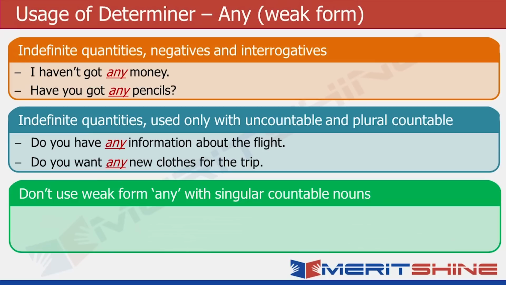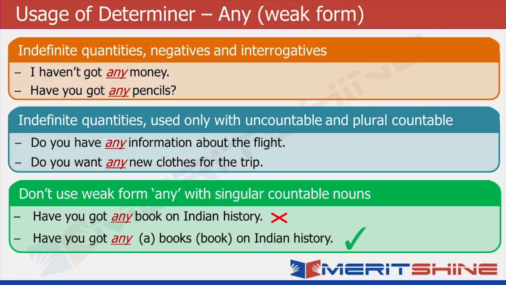We don't use any in the weak form with singular countable nouns. So, have you got any book on Indian history is not correct. The correct sentence would be, have you got any books on Indian history? Or, have you got a book on Indian history?